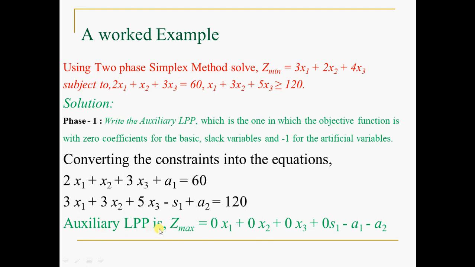So the auxiliary LPP will be Z max equals to, of course, whether it is minimization or maximization. As all are zeros, it will be 0 x1, 0 x2 plus 0 x3 plus 0 s1 minus a1 and minus a2, because it says 0 coefficients for the basic slack variables and minus 1 coefficient for the artificial variables.